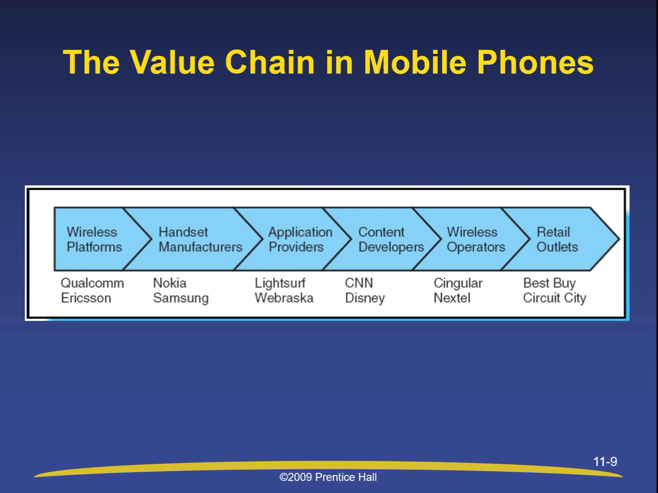Looking at the process chart, number 1 in the process is wireless platforms run by Qualcomm and Ericsson. Number 2 is handset manufacturers such as Nokia or Samsung. Number 3 is application providers such as Lightsoft or WebRasker. Number 4 is content developers such as CNN or Disney. Number 5 is wireless operators such as Singular or Nextel. And finally, number 6 is retail outlets such as Best Buy and Circuit City.